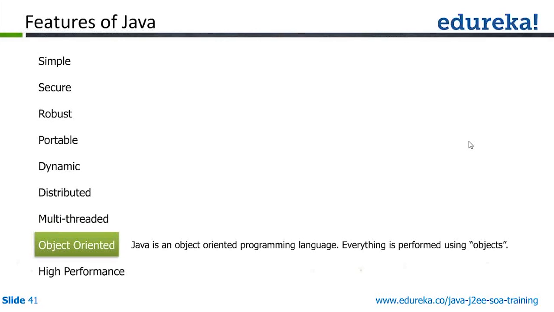Okay, so it's object oriented. The importance of being object oriented. Object oriented means everything is performed using objects, and objects are things that mimic real life. That's good. What is the importance of being object oriented as compared to being procedural or the previous paradigms, right?